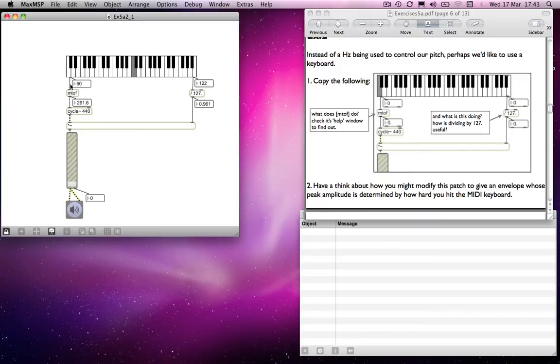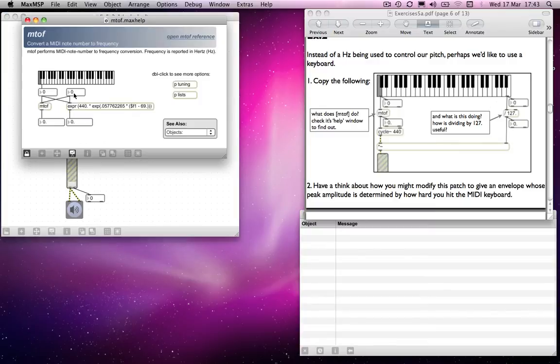The note number goes into this object, which is M2F, is how you pronounce that, or MIDI to frequency. So it converts a MIDI note number to an appropriate frequency. And it does that by means of a calculation which, if I go into its help file, you'll notice is quite long and complex, and you'll probably be quite glad you don't have to remember it. So it does all of this cunning jiggery-pokery by means of M2F, a very simple object there.